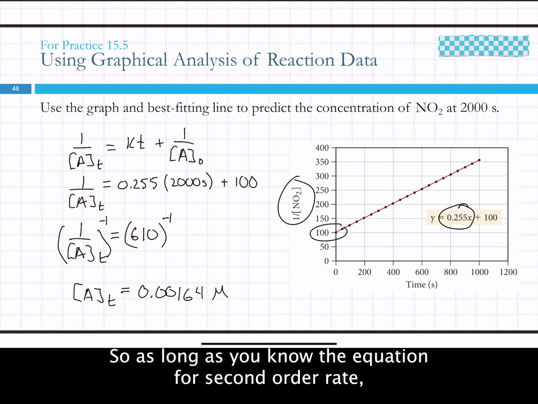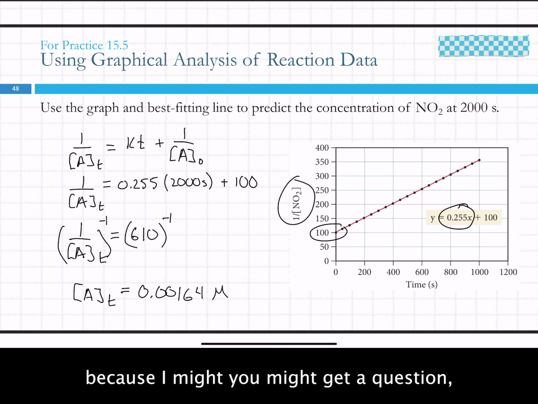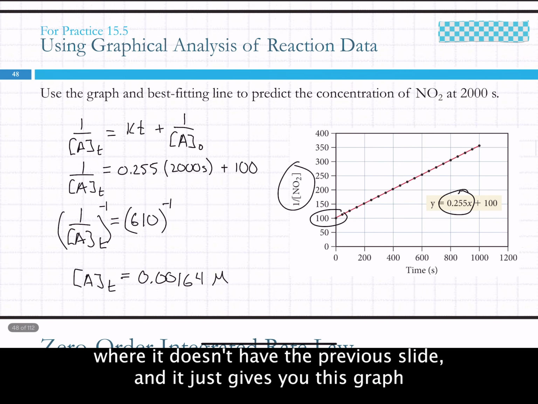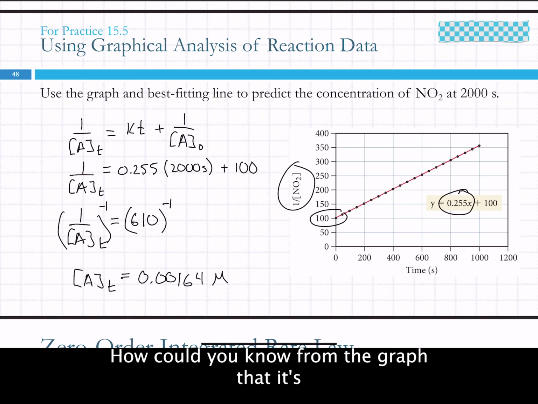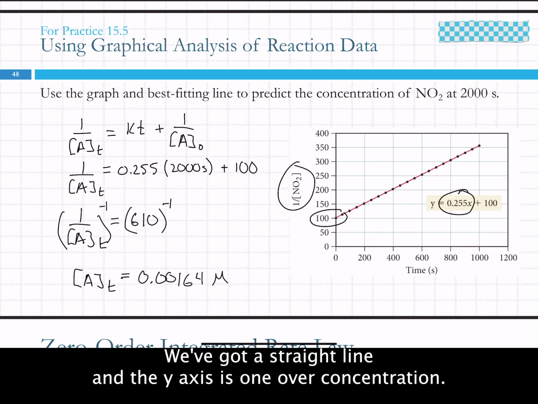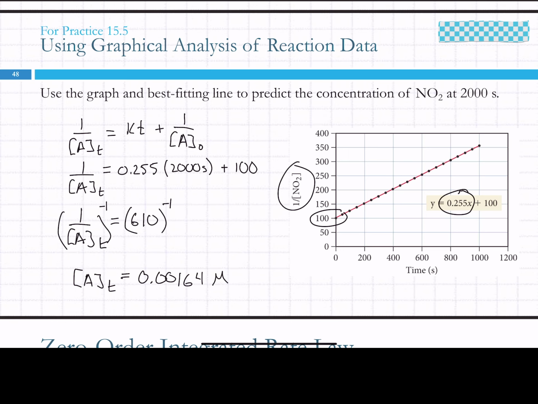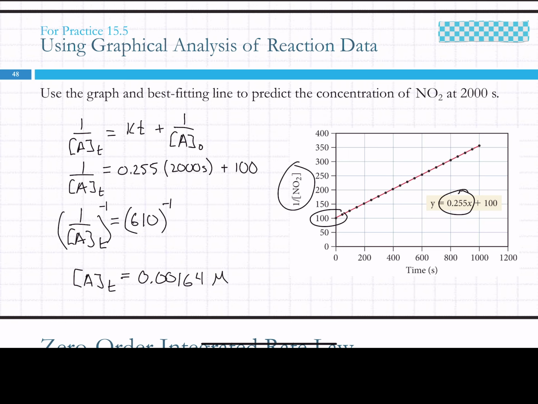Yeah, so as long as you know the equation for second order rate, because you might get a question where it doesn't have the previous slide and it just gives you this graph and it says, figure out what the concentration is at 2,000 seconds. How could you know from the graph that it's second order? We've got a straight line and the y-axis is 1 over concentration. If the y-axis was natural log of the concentration, that'd be first order.